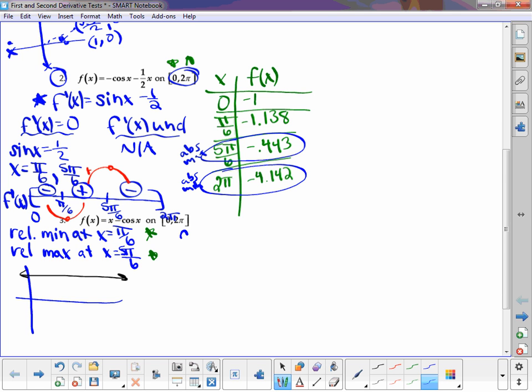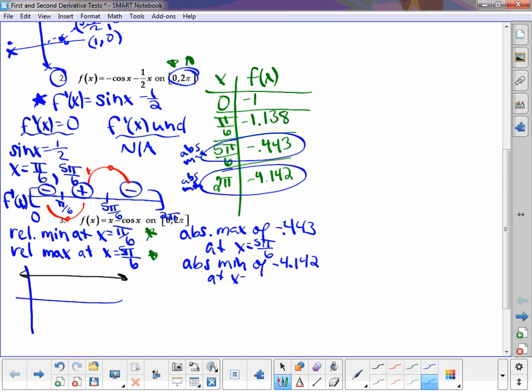Alright, so I'm going to write that down here. Absolute max of negative 0.443, and that's at the point x equal to 5 pi over 6. And absolute min of negative 4.142, and that's at the point x equal to 2 pi. So here one of them came from a relative and the other one came from our endpoint. They could both come from relative, both from endpoints, or either.